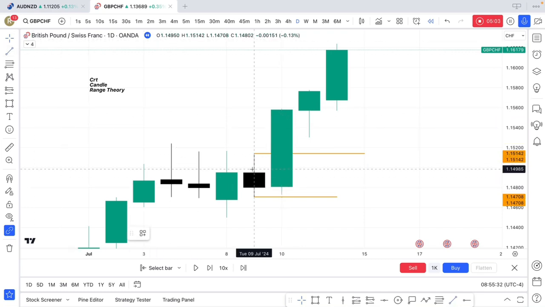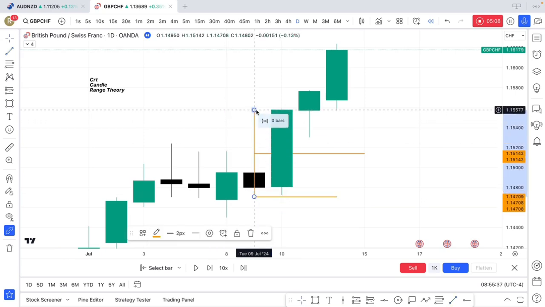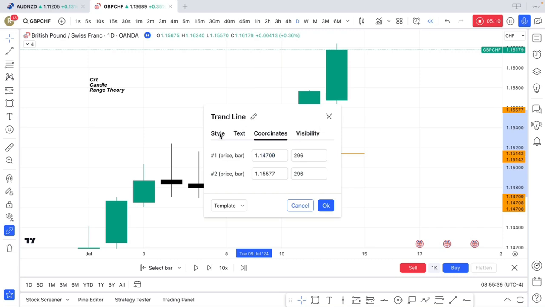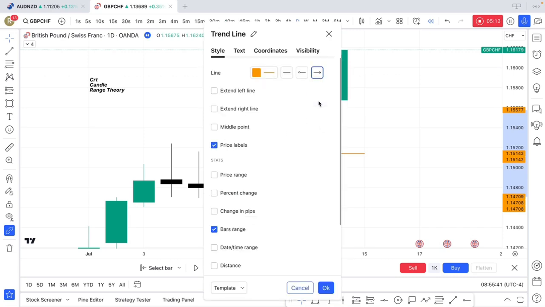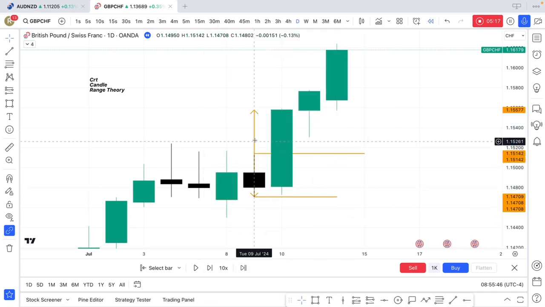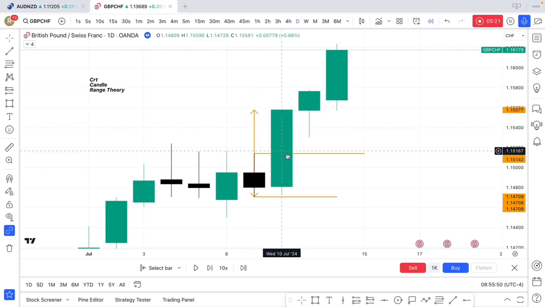From this side to this side is a range. From here to here is a range. From this place to this place is a range. This is a whole range. So whenever price breaks above this range, when the body of this breaks above this range, it is telling you that this candle is what? A bullish candle. It has to buy.